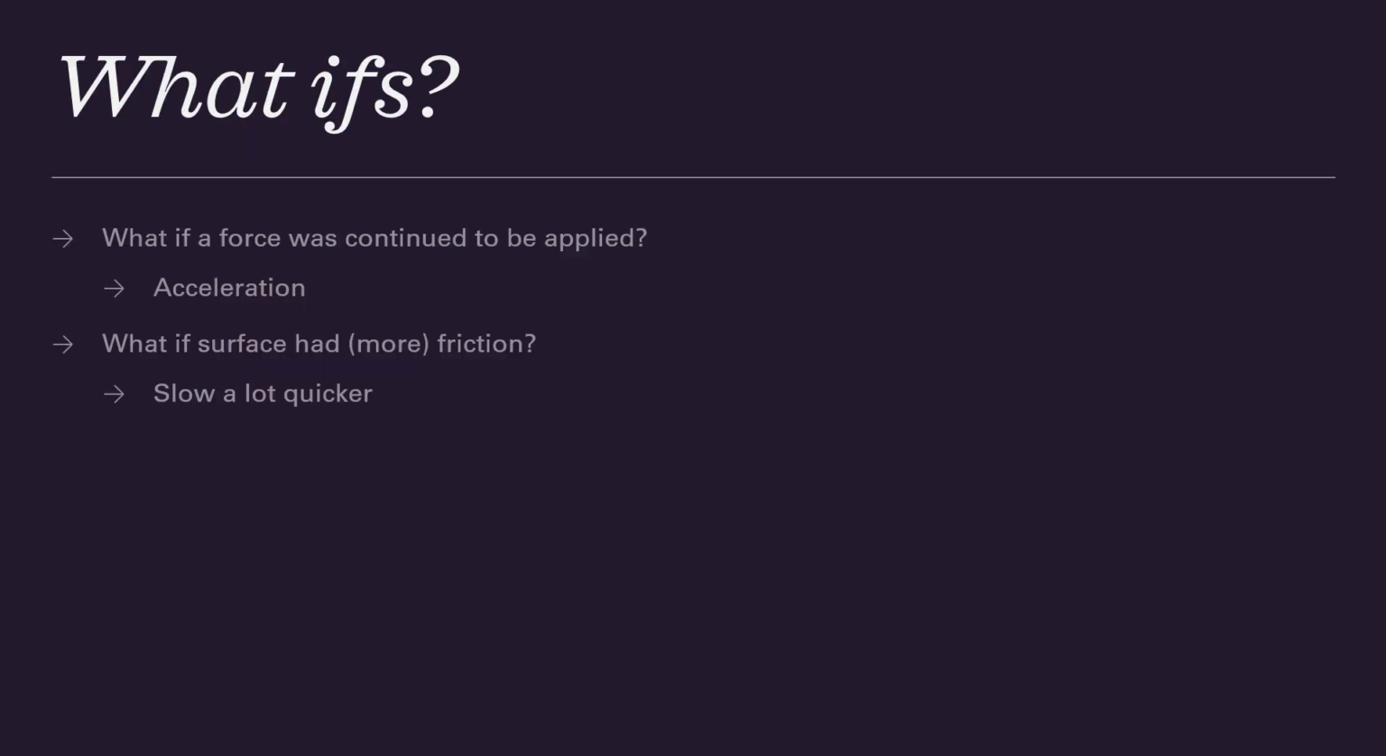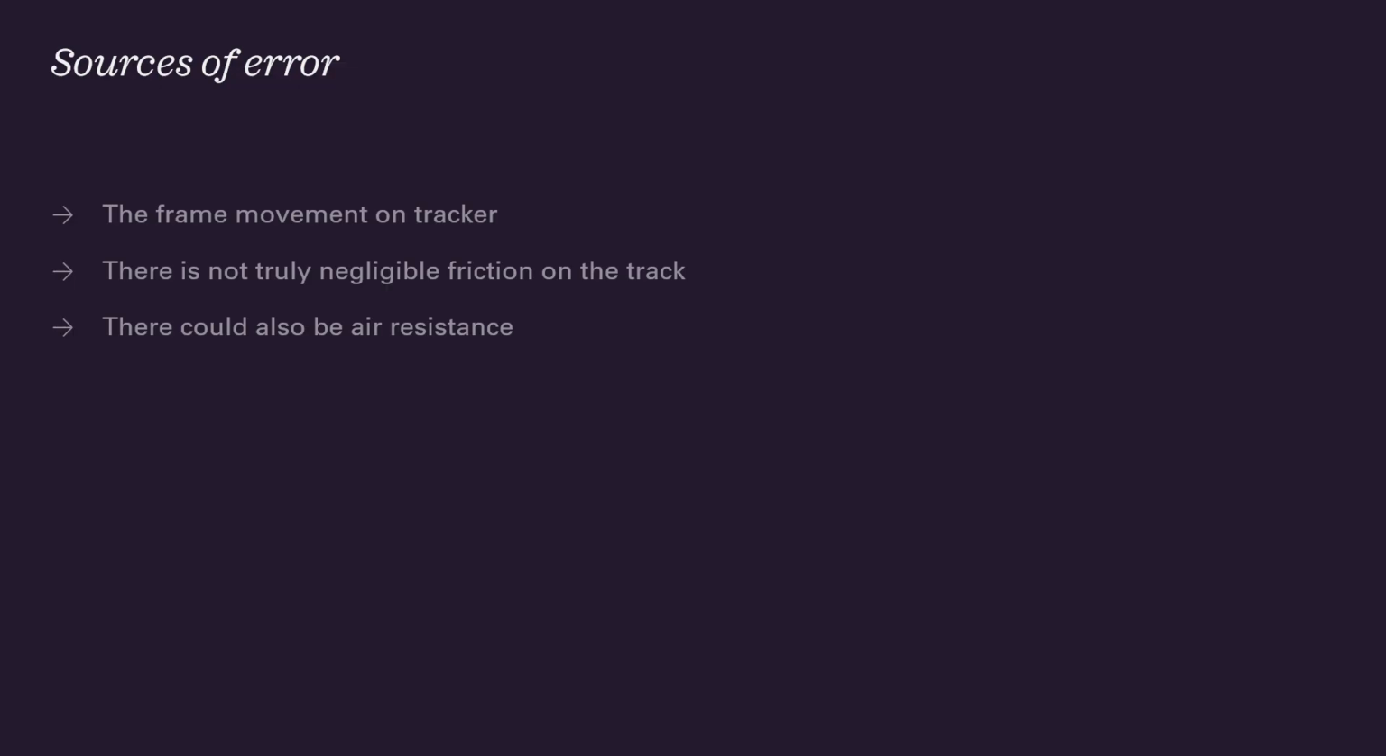It's a simulated model. So some what ifs. What if a force continued to be applied? Like what if the hand kept moving? Then there would be acceleration on the cart and the graph would be more concave up than just a straight line. And we can also think, what if the surface had more friction, like a regular table, not an air track that we went out and bought? Then the cart would slow a lot quicker. It would decelerate more rapidly, and the graph would still be going up, but it would be concave down just because of the excess friction.